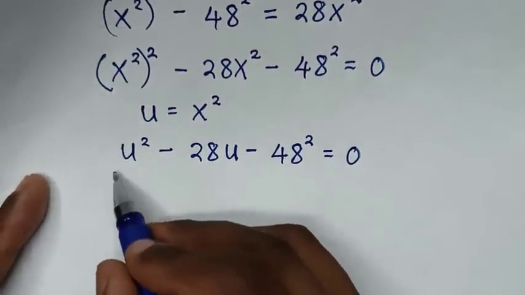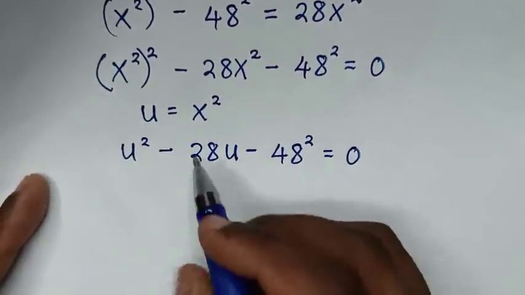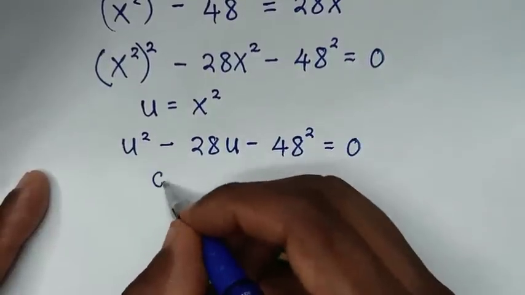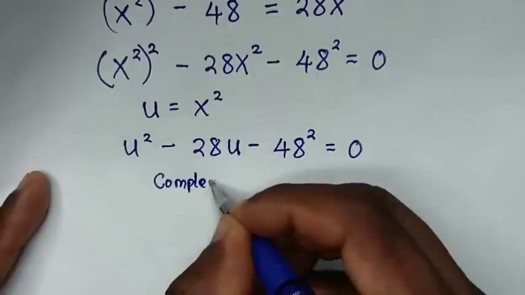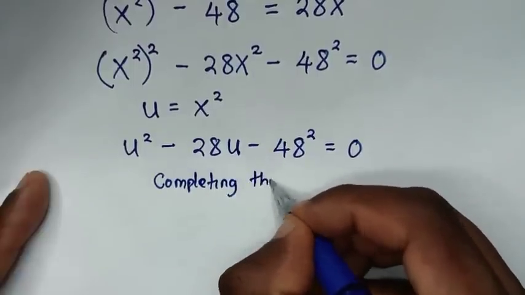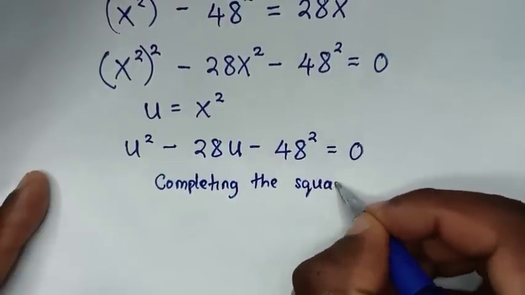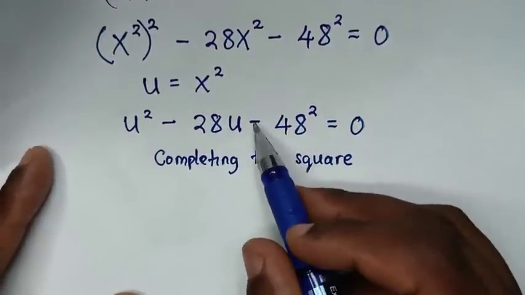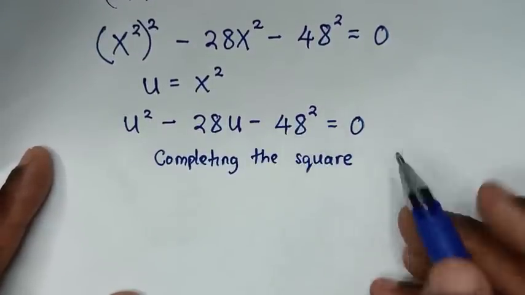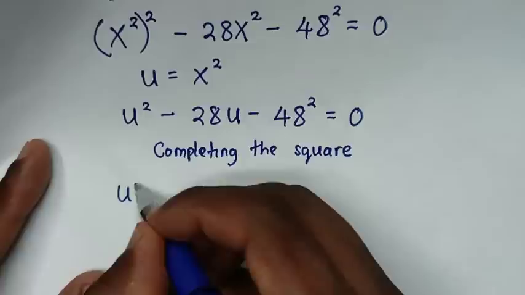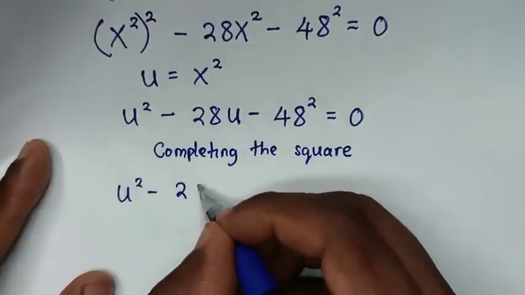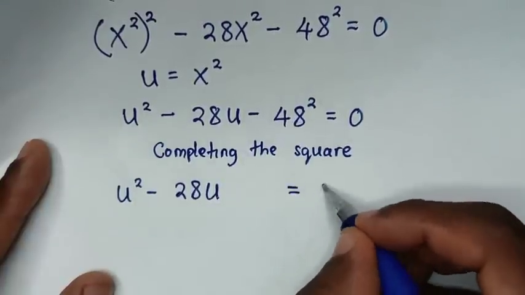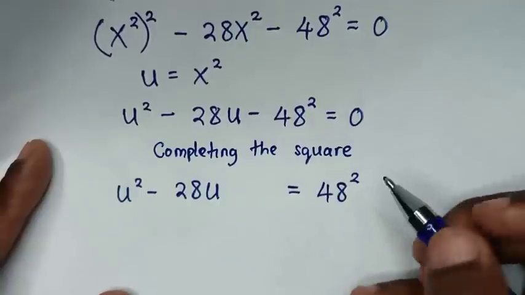Now this quadratic equation in terms of u, to find the value of u, we'll solve this quadratic equation by the completing the square method. So by the completing the square method, we'll take this negative 48 squared to this side, so it will be u squared minus 28u, and this we take to this side, it will be equal to 48 squared.